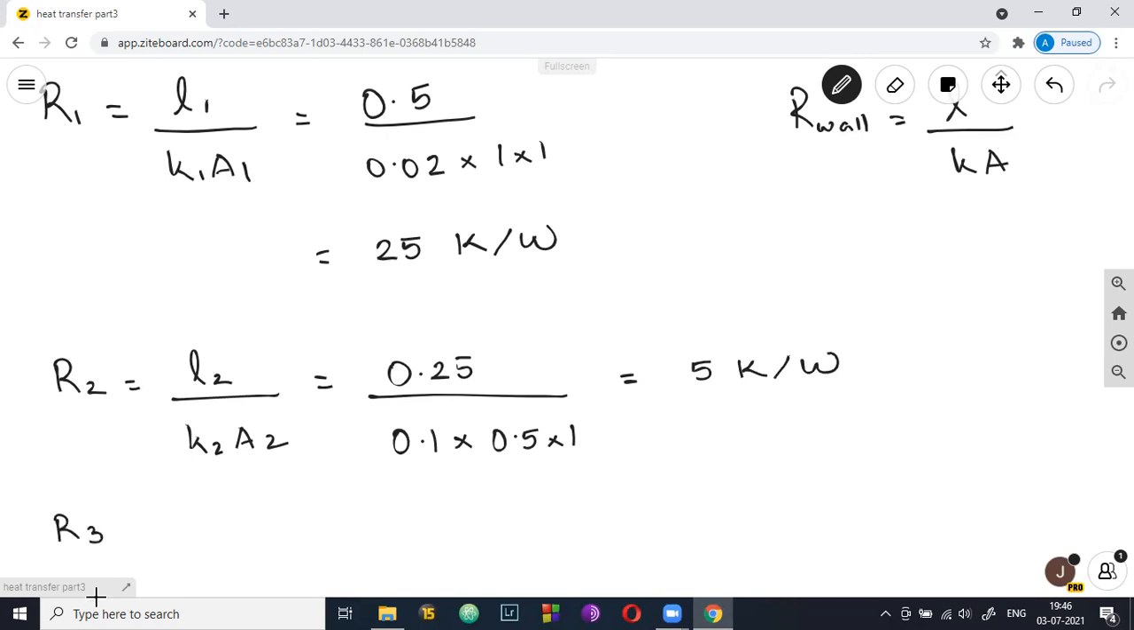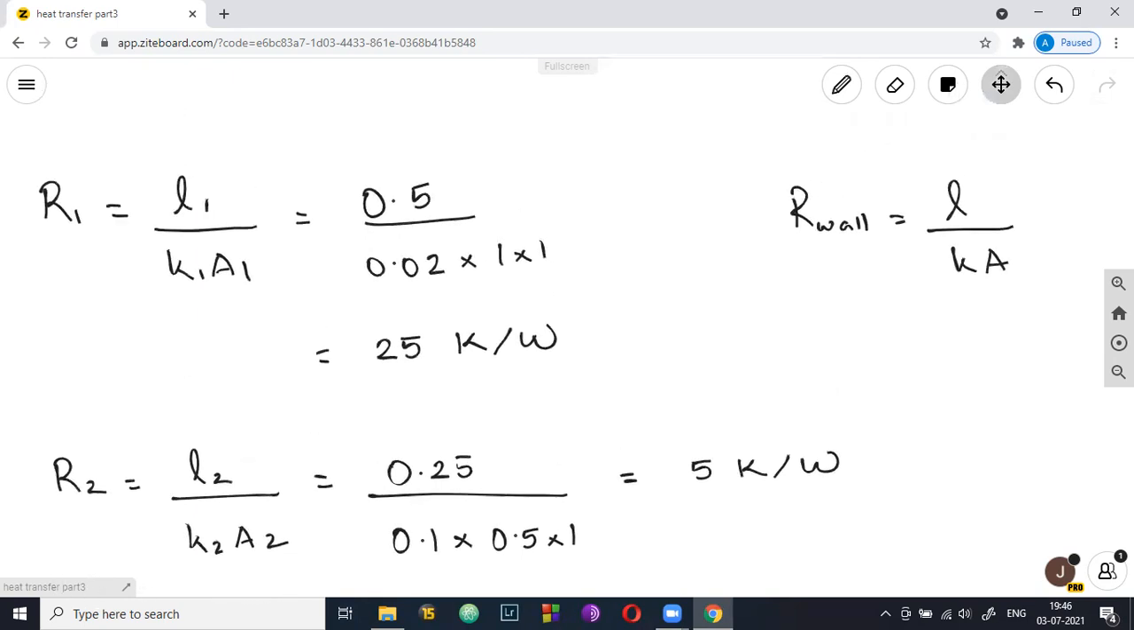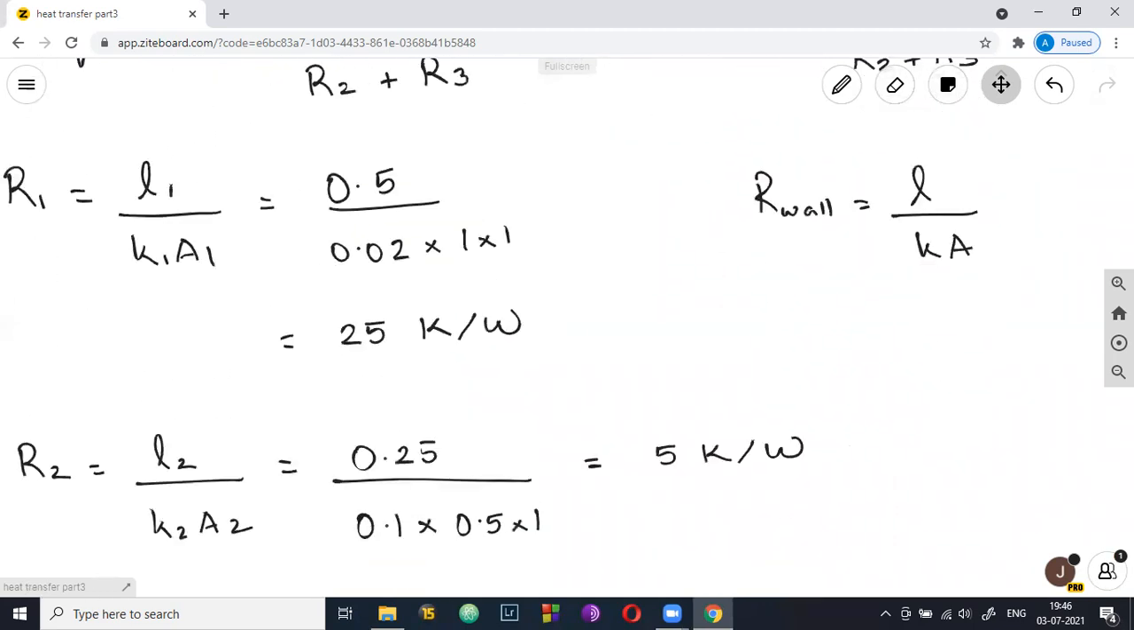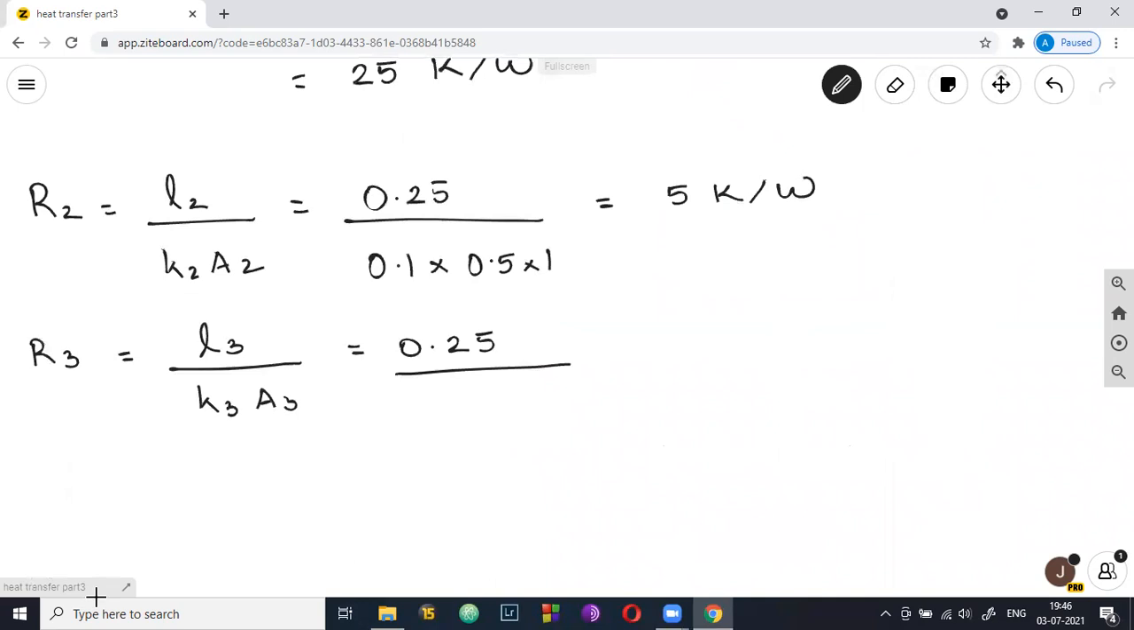And finally, R3. R3 is what? L3 divided by K3 into A3. The depth of L2 and L3 are the same, which is 0.25. Now, what is the K3 value? Let's see in the question. 0.04, and again this height is going to be this. Total height is 1 meter, and this is also going to be 0.5 meter. So R3 will be 0.04 is the K3 value, and area is again 0.5 into 1. Solve it, you get the answer as 12.5 Kelvin per watt.